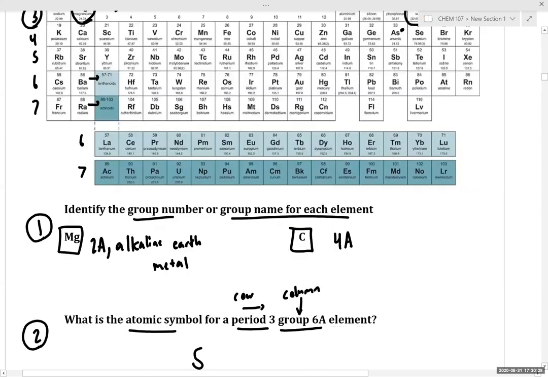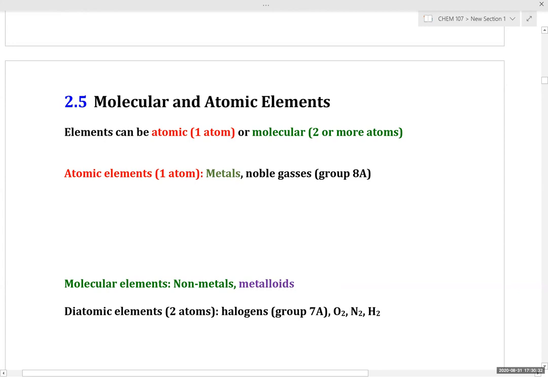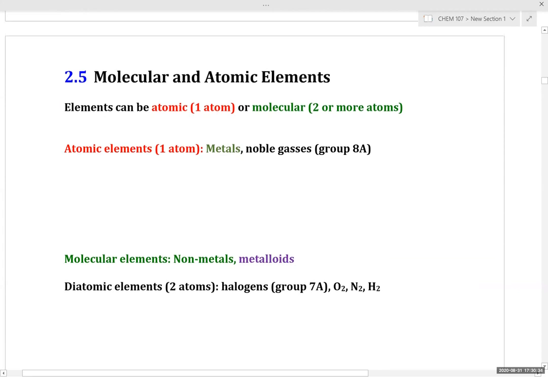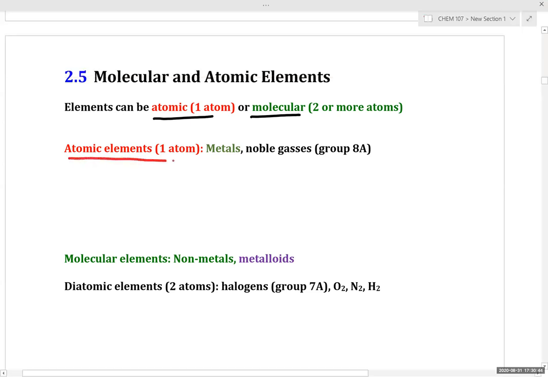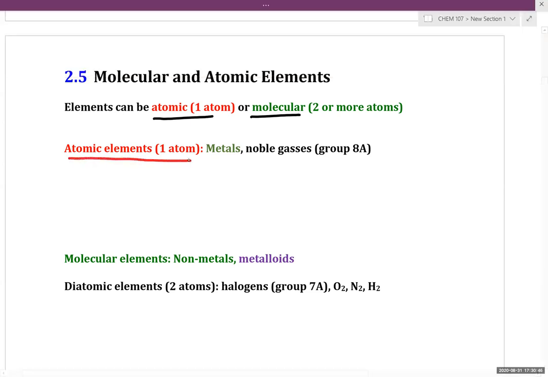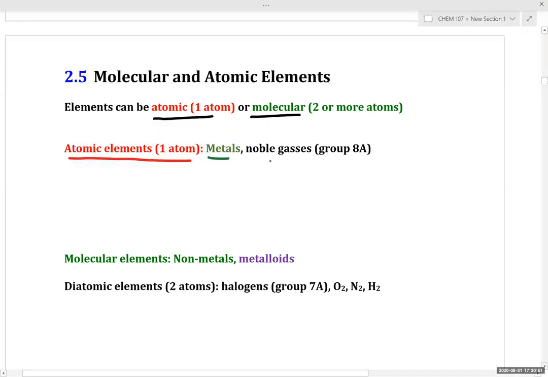If not, let's continue on now, and let's talk a little bit about molecular and atomic elements. So elements can either be atomic or molecular. Our atomic elements are elements that consist of a single atom as part of their element formula. These are primarily our metals and our noble gases.